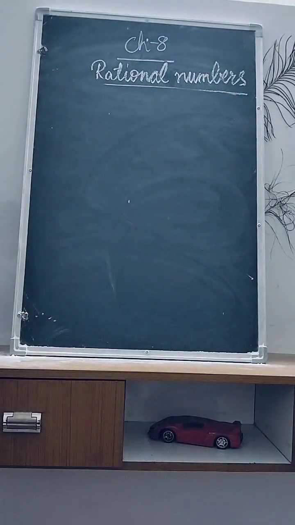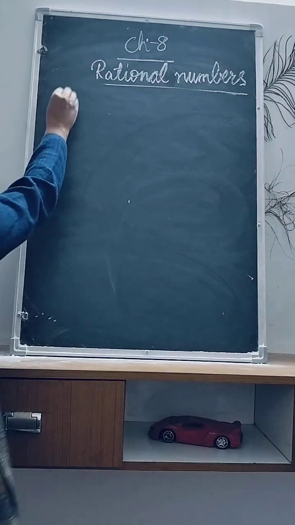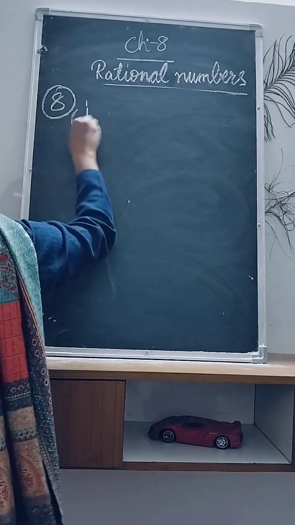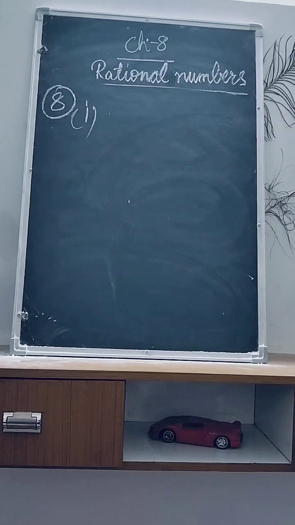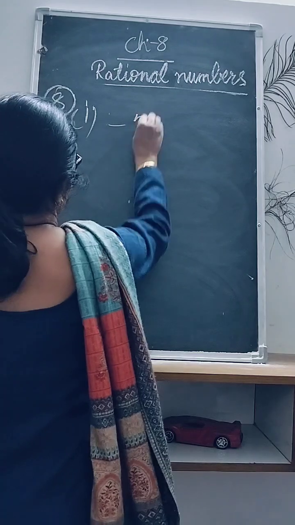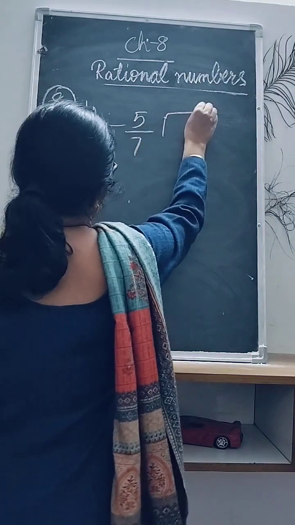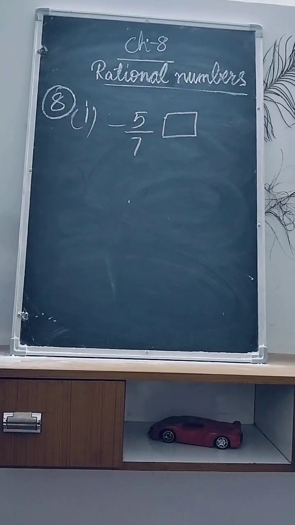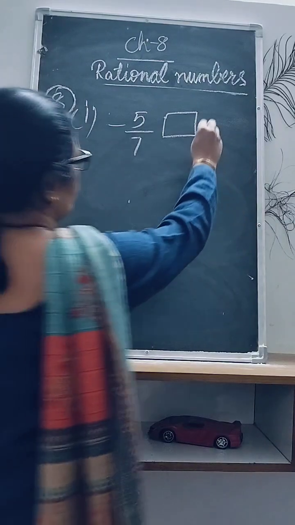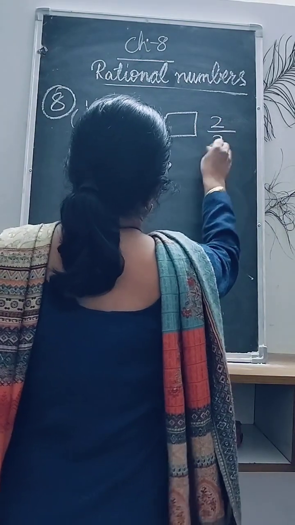Now let us do 8th question. Same way we can solve. Here it is written to fill with the greater, lesser or equal to sign. Minus 5 by 7, this one box, and 2 by 3.